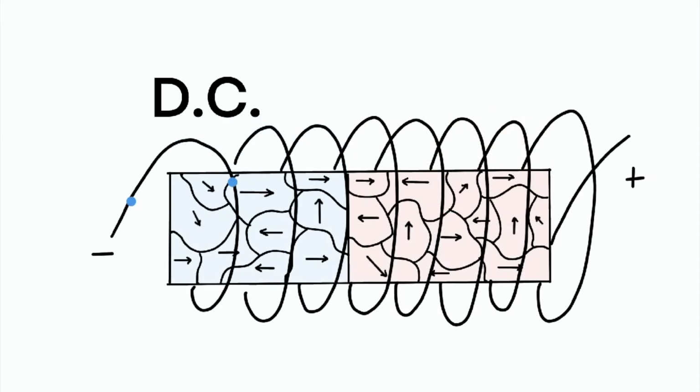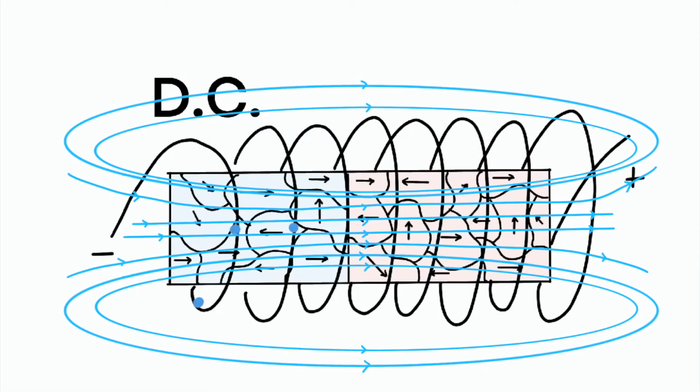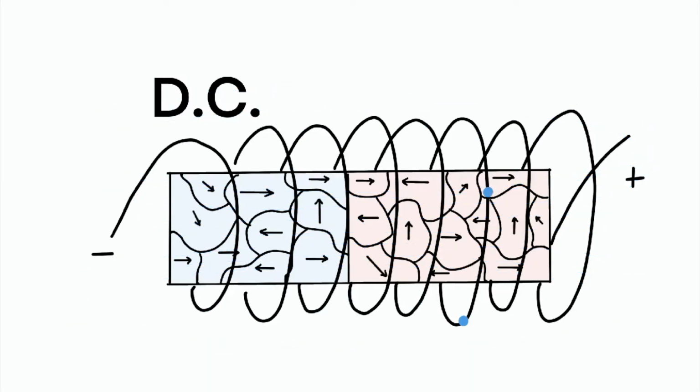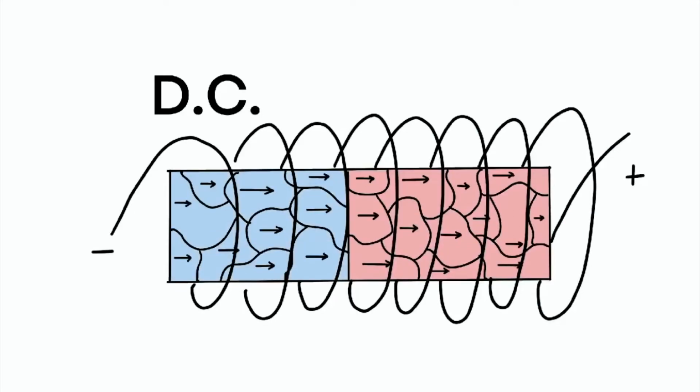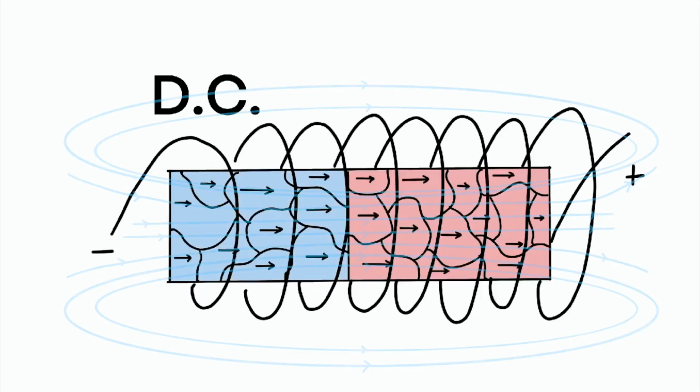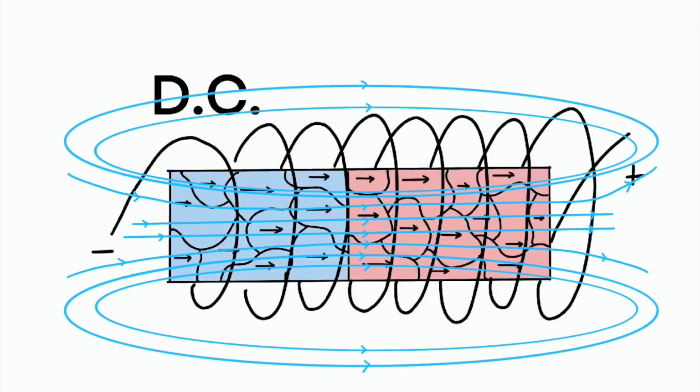But we know that a magnetic field is formed around a current-carrying conductor. So if we put the piece of iron in a coil of wire with a current flowing through it, it's going to align the domains, so all of the arrows will be pointing in the same direction. And this means that our piece of iron is now magnetized, so it will have a magnetic field that looks like the one around the current-carrying conductor.